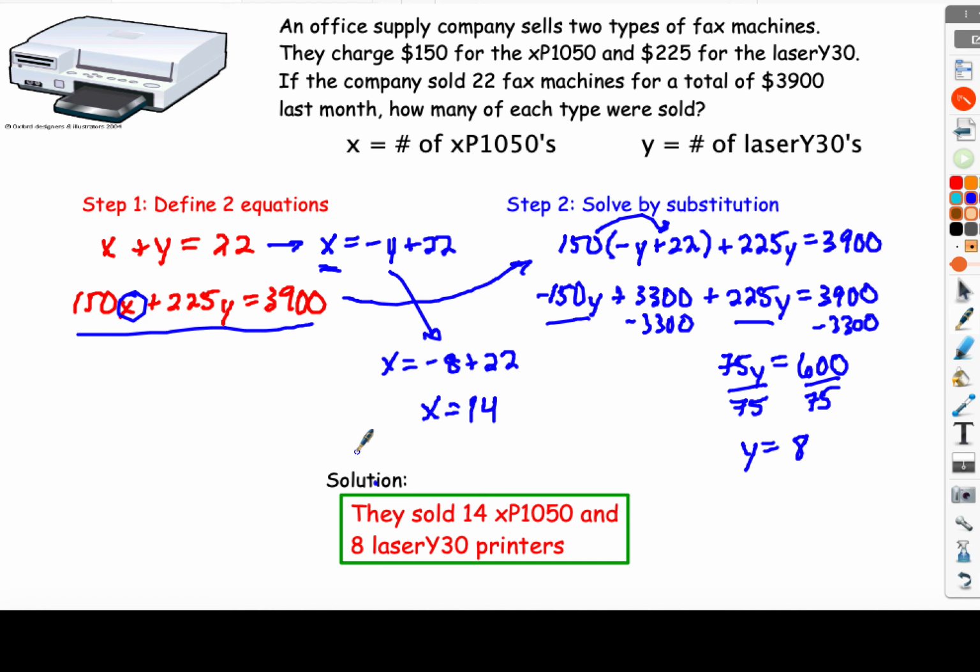I hope that helps you. Again, setting up a couple of equations for a system, solving by substitution is just a great way to solve that system. Remember, find one variable, plug it back in, find the other, and then don't forget what your labels were. That's where it's nice to define those variables up top. X is the XP 1050s, and Y is the Laser Y30s here.